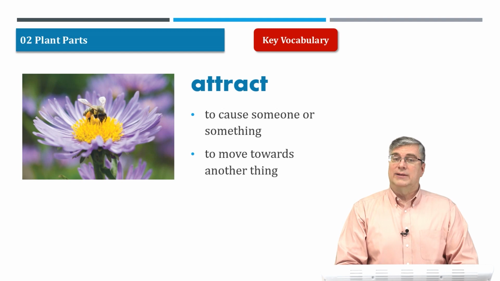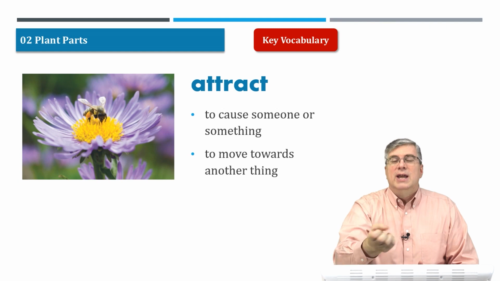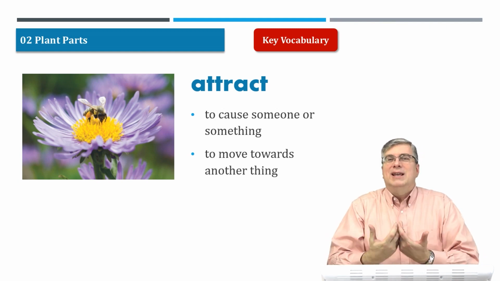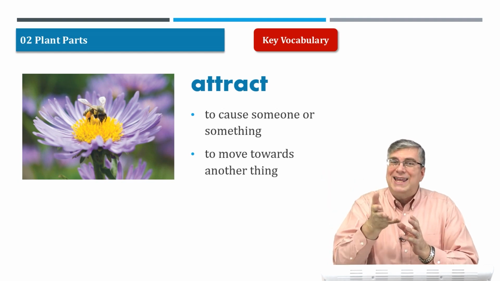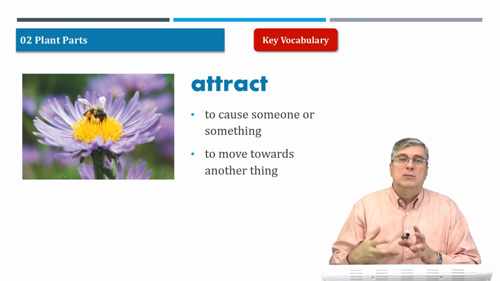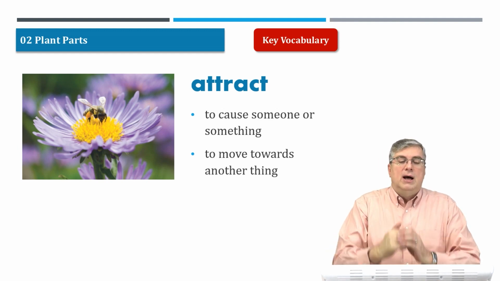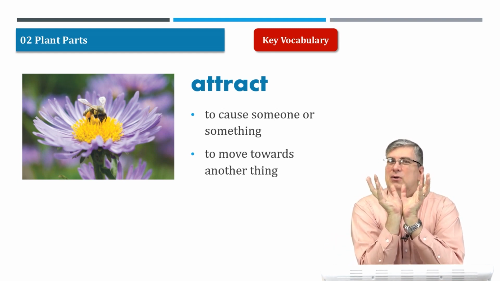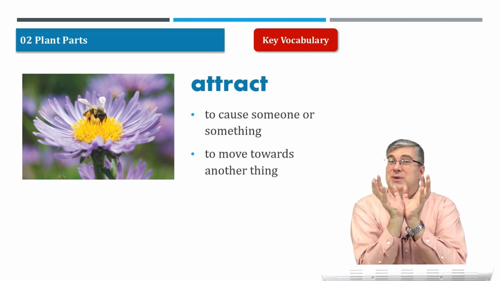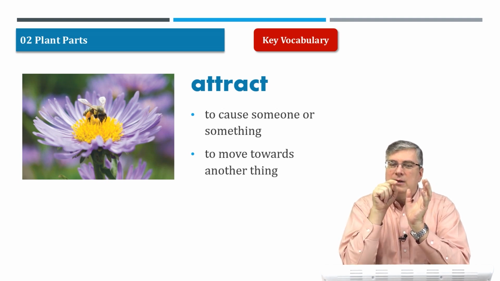Attract. Attract is to cause someone or something to move towards you. To attract is to make someone like you, or something makes other people like it, or not just people, but it could be animals, or in this case, insects, right? So if you think about it, a flower has many beautiful petals, right? So is it the beautiful, colorful petals that attract bees? No, it's the smell of the center of the flower. The bees smell that and they're attracted to it.